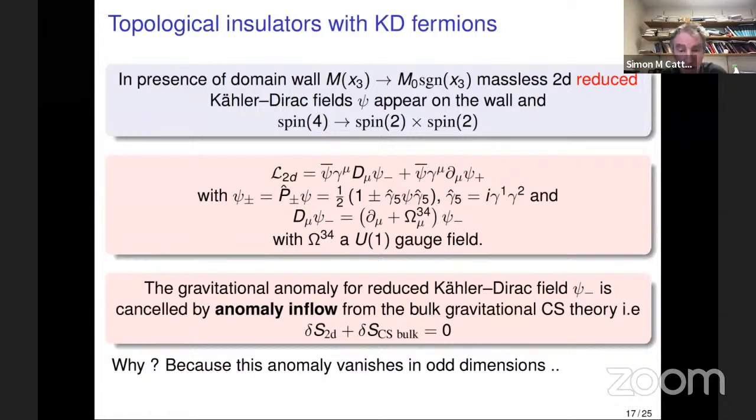And it has to happen because the anomaly vanishes in odd dimensions. So the higher dimensional theory doesn't have an anomaly. So there has to be a cancellation between the bulk and the boundary, right? So it's largely the usual story for topological insulators, but now rephrased and specific to this particular Kaehler-Dirac representation of fermion, using this new symmetry associated with gamma. So it's all this twisted chiral symmetry version of the usual story.